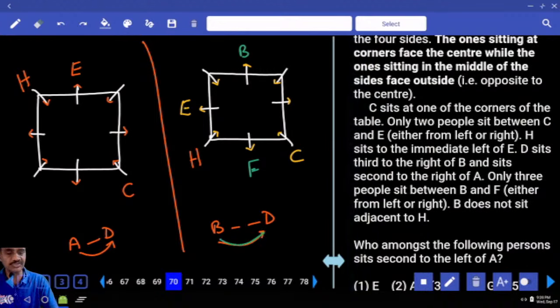Now, D sits second to the right of B. D sits second to the right of B is invalid. And this case is completely ruled out. Now, we are left with this case.